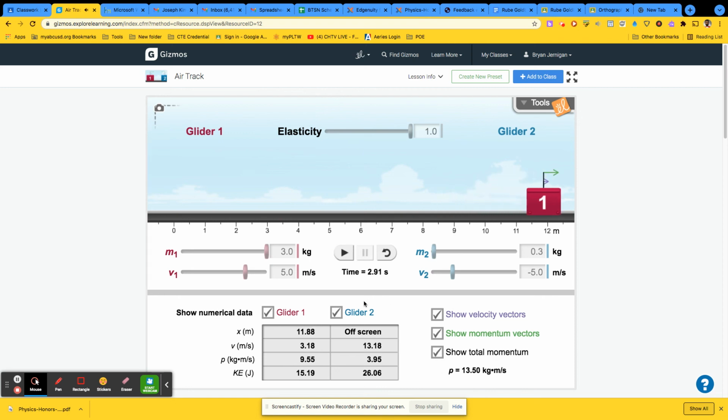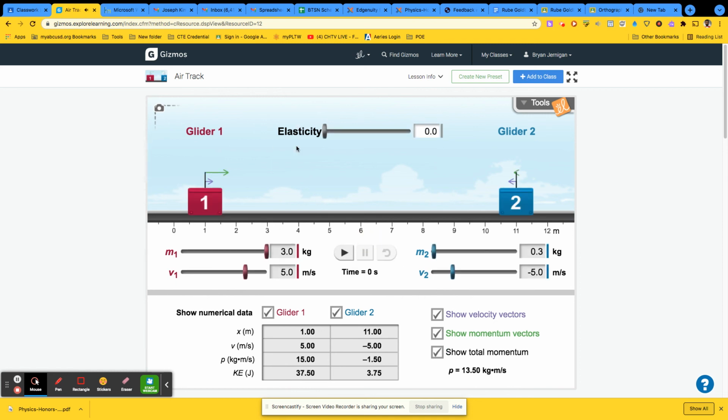All right. Now, if we turn off the elasticity, so if we take this elasticity and we make it 0, meaning there is no elasticity, when the two objects collide, they're going to remain stuck together. Let's see what happens. You notice the total momentum remains the same.